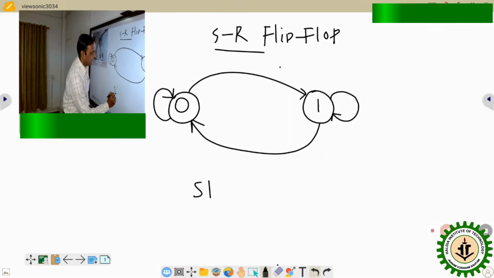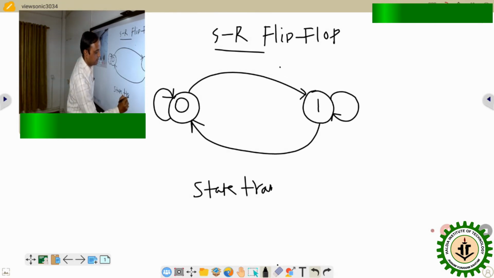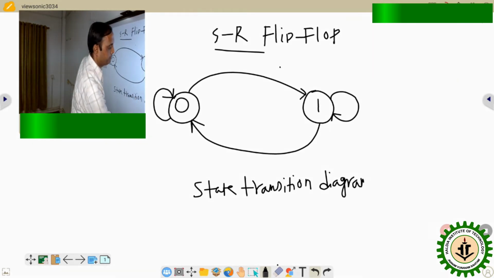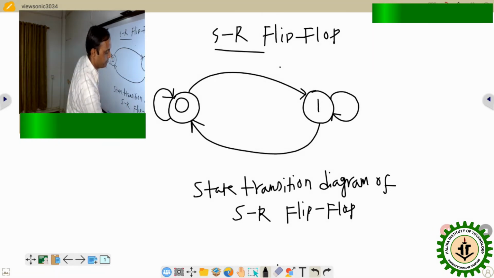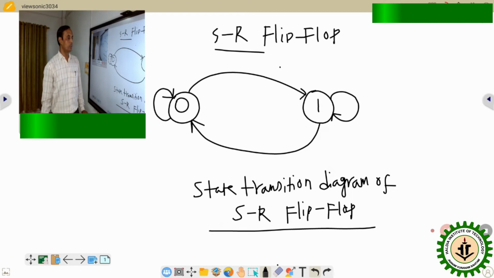This is called the state transition diagram of SR flip-flop. So that means it is the state transition, that means one state to another state. Consider that this is the present state and this is the next state. So whenever it is converting 0 to 1, whenever it is converting 0 to 0, whenever it is converting 1 to 1, whenever it is converting 1 to 0, that we have to know.